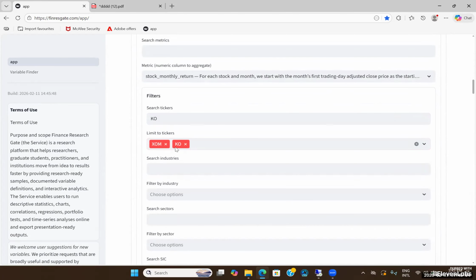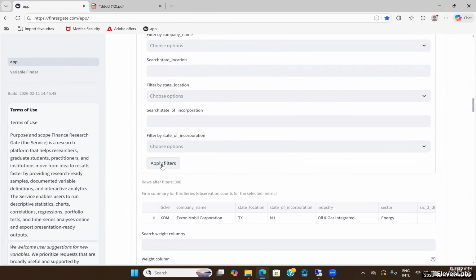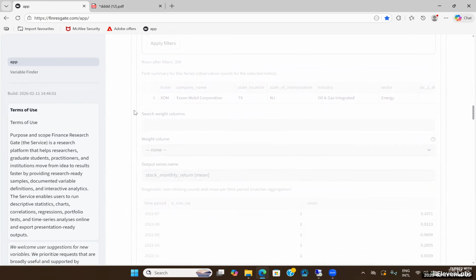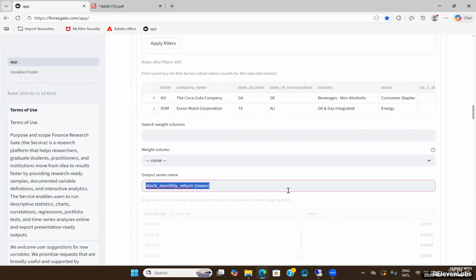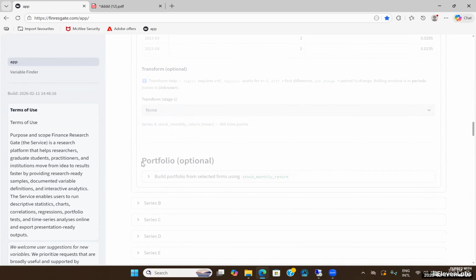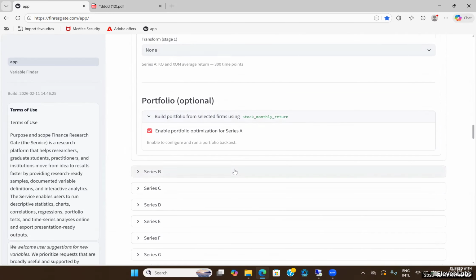So we'll search for the right company, and now we've identified 2 potential firms from which we can effectively construct a portfolio. It's time to apply all the necessary filters. And to ensure clarity, we should proceed with renaming this particular data point to accurately represent the average return for both KO and Exxon. And then our next important step would be to build a portfolio. We're going to be using precisely the same two firms.